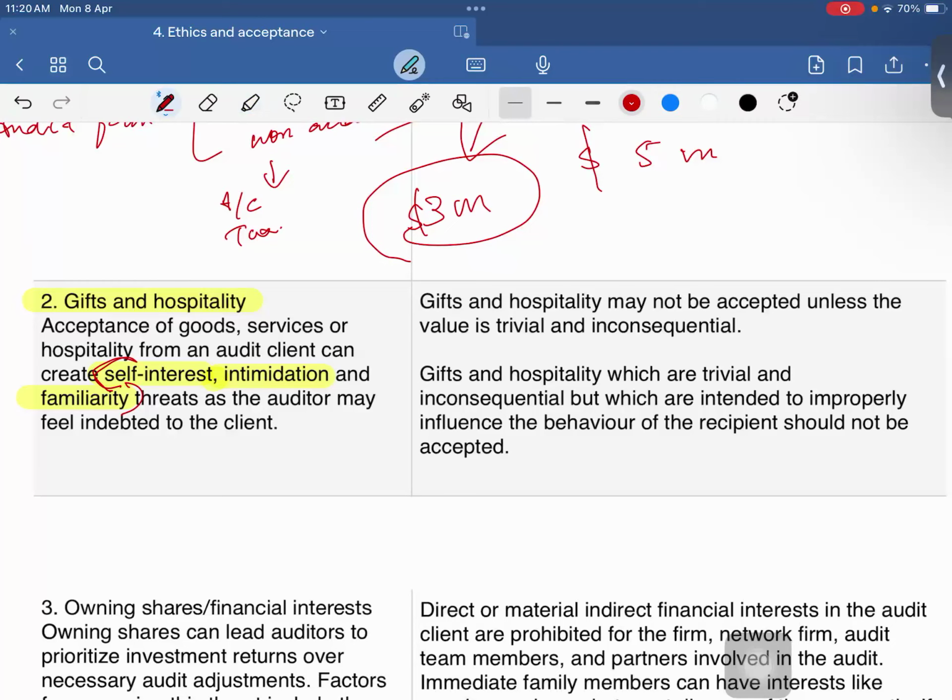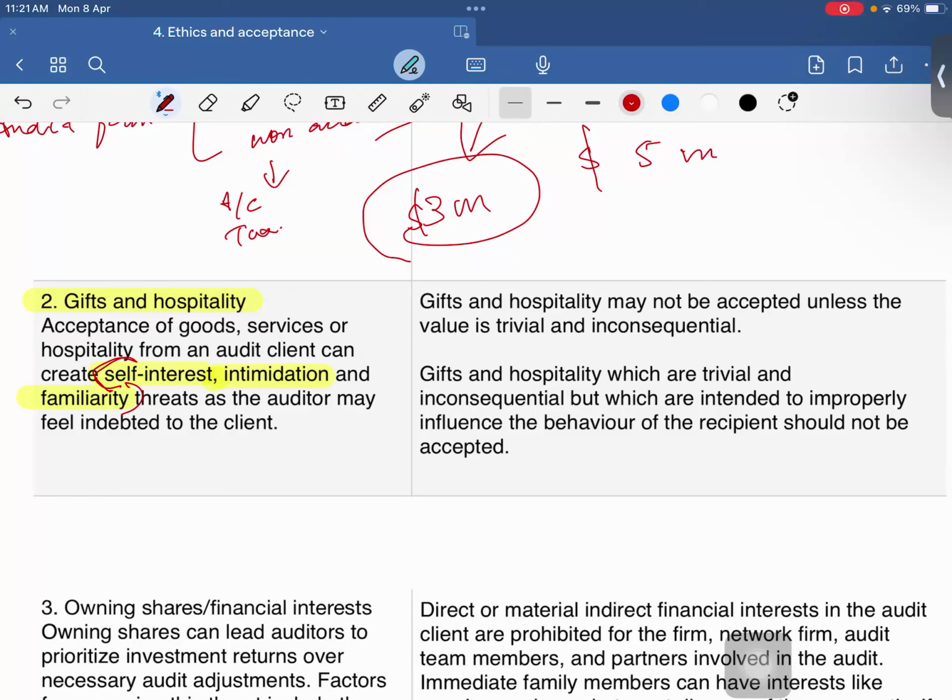When someone gives us something, we are inclined to show courtesy towards them, right? That feeling is called being indebted. So always and always, if the client company is going to give you gifts and hospitality, you're going to be indebted towards the client. Now, what is hospitality?